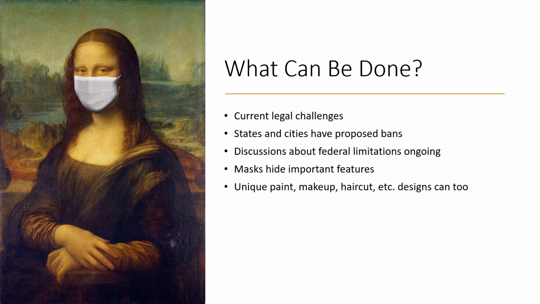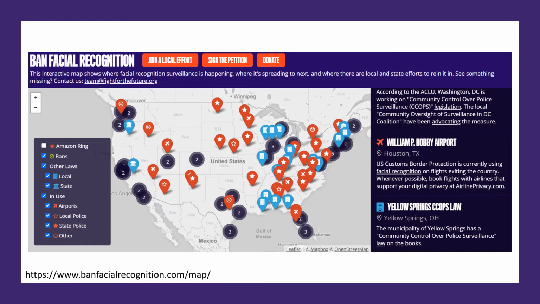In terms of personal protections, masks can hide important features, and unique paint, makeup, haircuts, or other drastic changes can defeat specific facial detection and recognition algorithms. As the technology evolves, these will likely become less effective. You can see examples of specific types of face paint and makeup at cvdazzle.com. If you are interested in finding out more about where facial recognition is used in the US and what efforts are underway to limit or ban the software's use, banfacialrecognition.com tracks this information on a handy map.